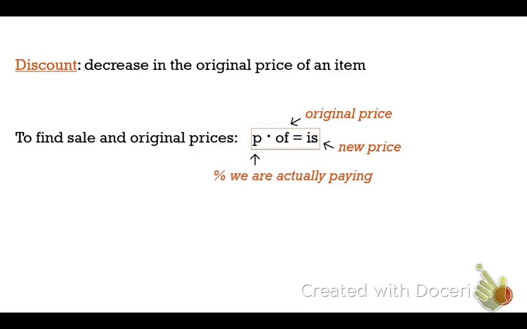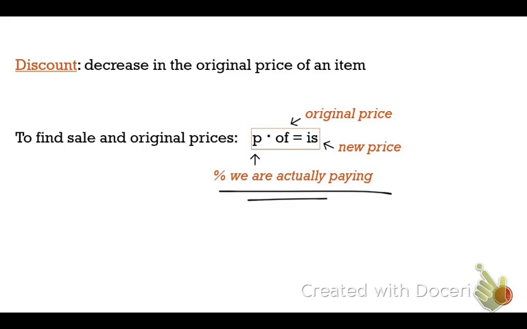So basically we're going to use this formula that we've used before, P times of equals is. Here's what you need to understand. The P is the percent that we're actually paying, okay? So let's imagine if you go to the store and it says something is $10, that's 100% of the price. It's $10. If it says this is 20% off, that means we don't have to pay 20% of it. What percentage are we actually paying? If it was 100% and it's giving 20% off, we pay 80%.